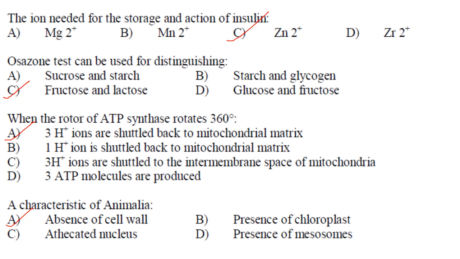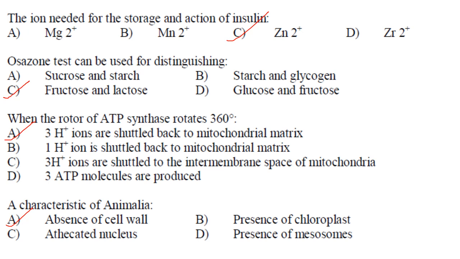Why can't glucose and fructose be distinguished? Because during Osazone formation, the reaction occurs mainly at C1 and C2 of the carbon atoms. Glucose and fructose differ from each other only in the arrangement of atoms at C1 and C2. Therefore, they will give the same Osazone, so they cannot be distinguished by the Osazone test. So the answer here is fructose and lactose.